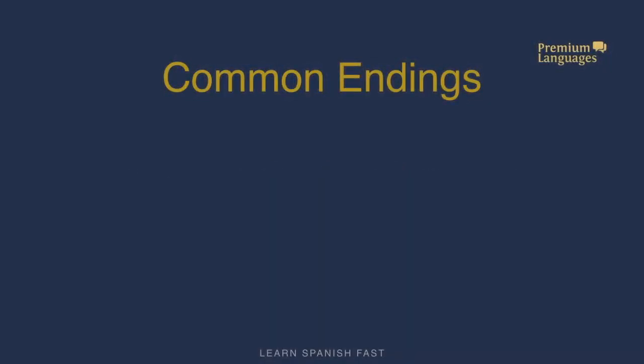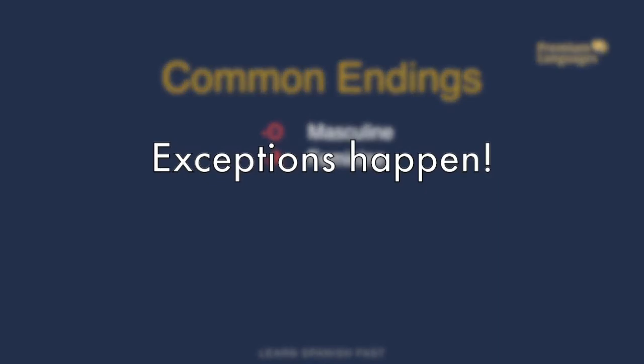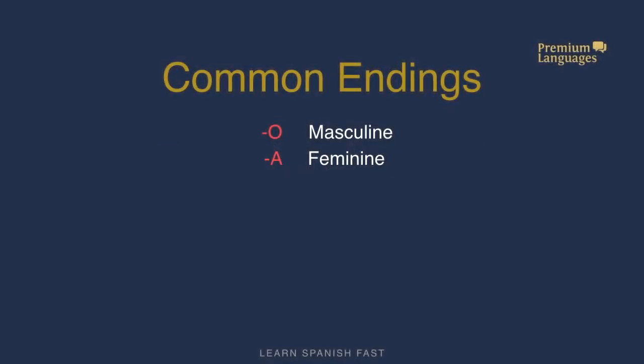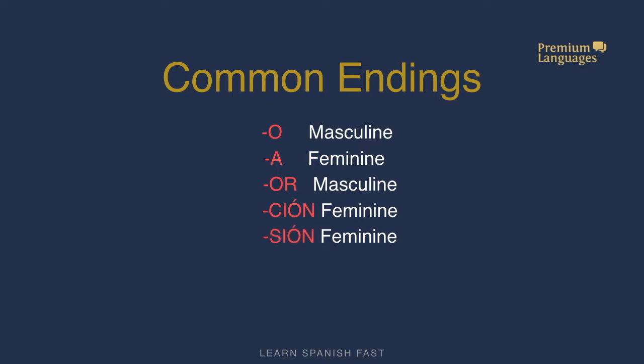Let's have a look at these common endings. We will add the examples later. An O ending, it is masculine. An A ending is feminine. We have a few exceptions, of course, but at the moment, take it as a rule. OR ending is masculine. CIÓN and SIÓN, very similar endings, are both feminine.